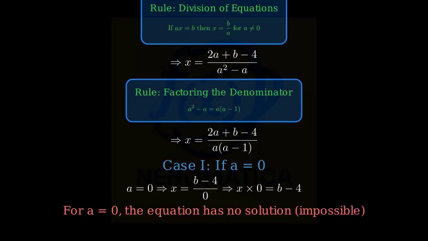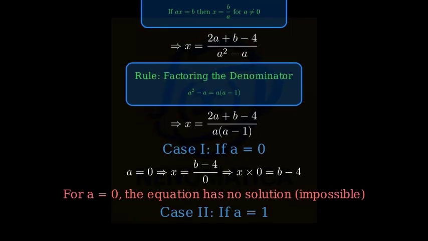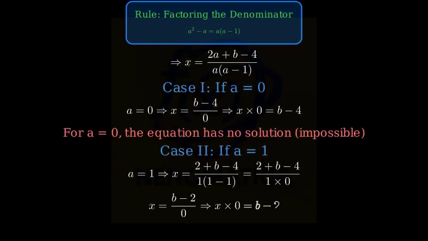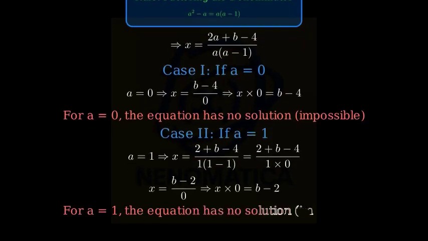For our second case, let's examine what happens when a equals 1. If we substitute a equals 1 into our equation, we get x equals 2 plus 1 plus b minus 4, all over 1 times 0. This simplifies to b minus 2 over 0, which is also undefined. So when a equals 1, the equation has no solution and is impossible as well.